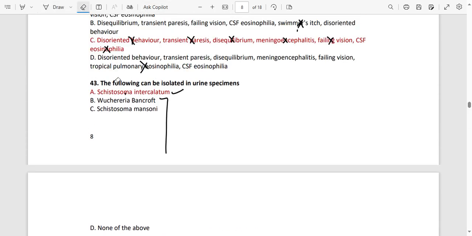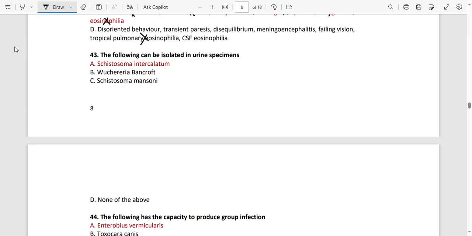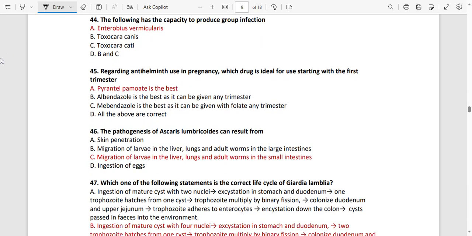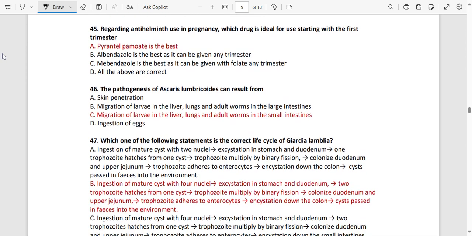Schistosoma intercalatum, the one that causes urinary bilharzia. The following has the capacity to produce group infection. We already answered that.